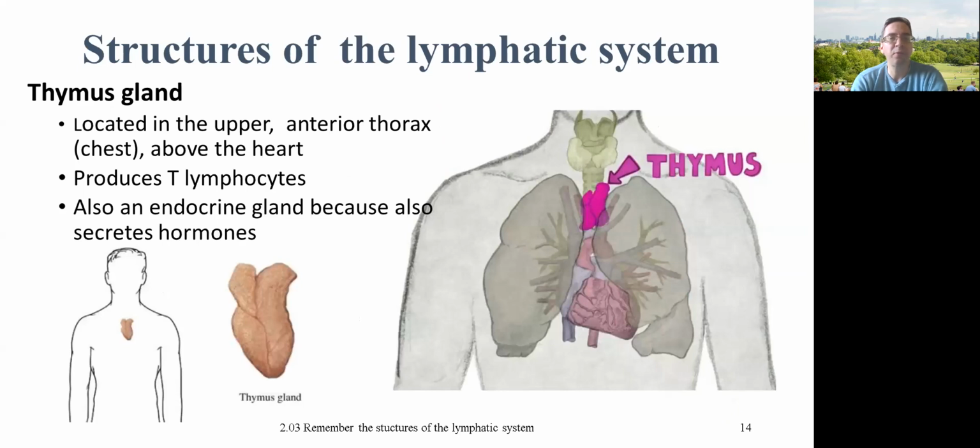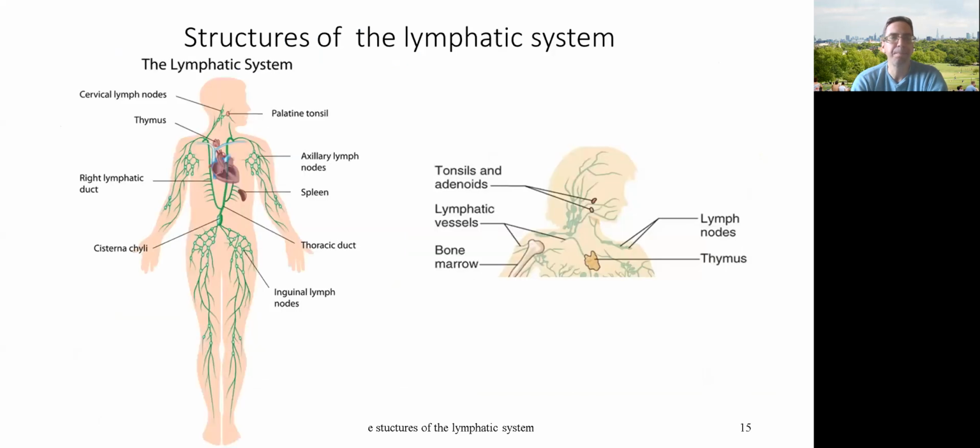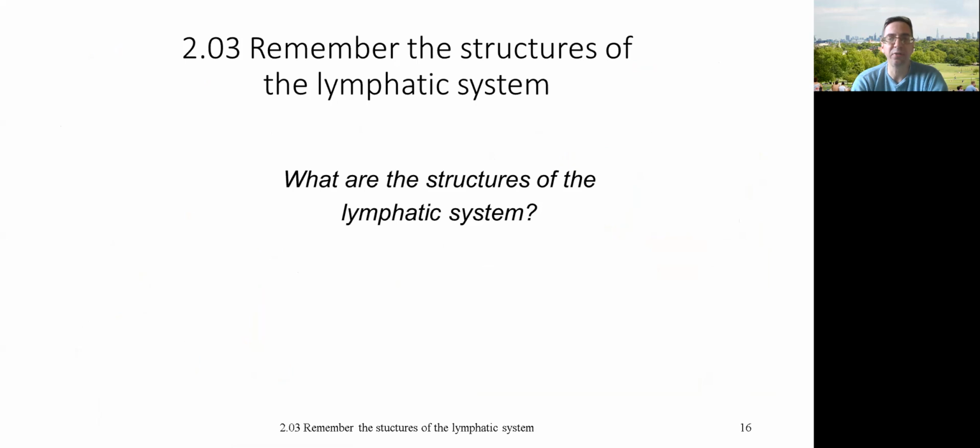Now, we've also got the thymus gland. This is located at the top of the body, and it produces T cells, or T lymphocytes. This is an endocrine gland because it secretes particular types of hormones, and we're going to go a little bit into what those hormones are at a later date. This is a very good display of what's in the lymphatic system. We've got the thymus up here, lymph nodes, spleen, more lymph nodes, lymphatic ducts, and also the bone marrow. We haven't touched too much on the bone marrow, but bone marrow makes lymphocytes as well.